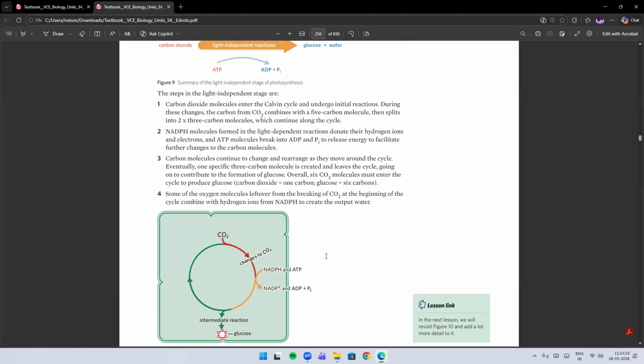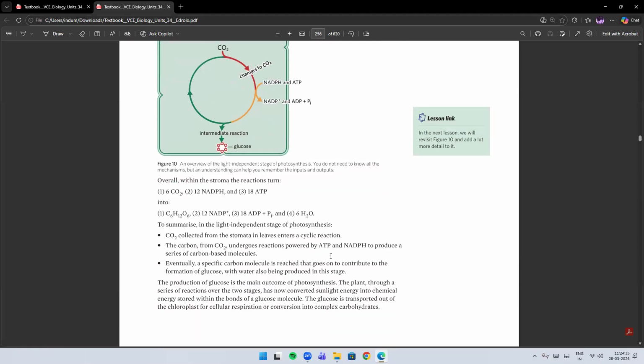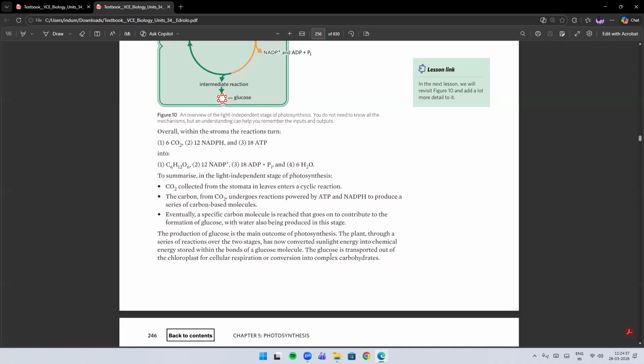Number 4. Some of the oxygen molecules left over from the breaking of carbon dioxide at the beginning of the cycle combine with hydrogen ions from NADPH to create the output water. Overall, within the stroma, the reactions turn 6 carbon dioxide, 12 NADPH, and 18 ATP into C6H12O6, 12 NADP+, 18 ADP plus inorganic phosphorus, and 6 H2O.